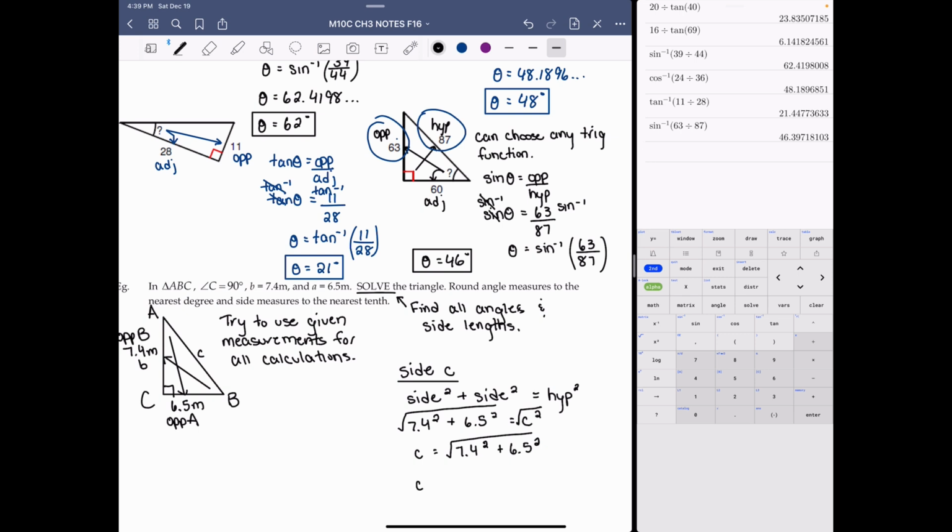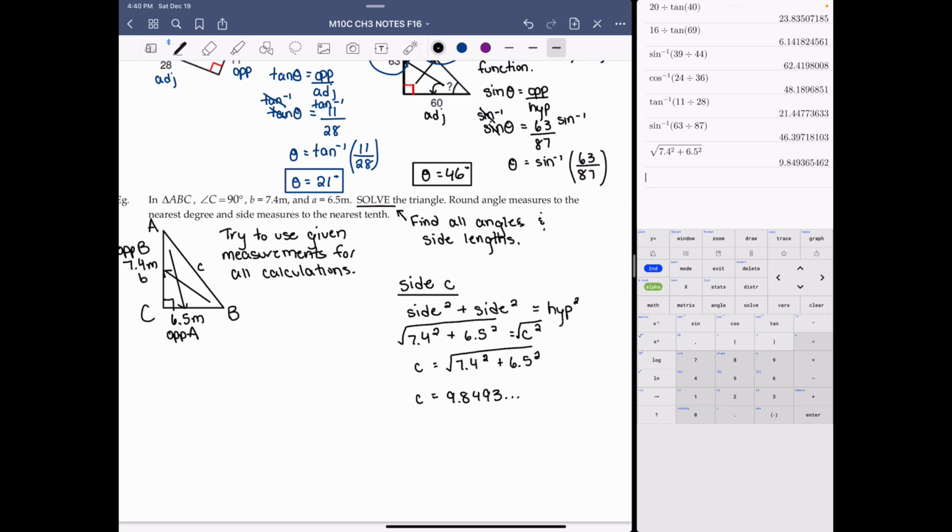Then I calculate that. Square root of 7.4 squared plus 6.5 squared equals 9.8493. And then we want to round side lengths to the nearest tenth. So C equals 9.8, and that would be in meters. So that's part of our solution. That's our missing side length.